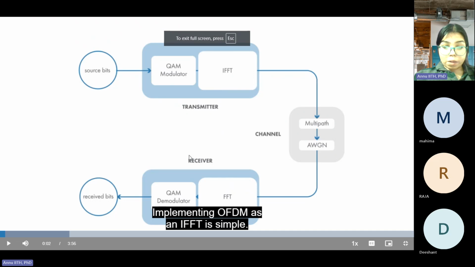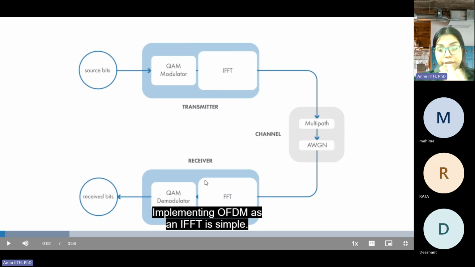Now, implementing OFDM as an IFT was very simple, and the channel we considered was multipath AWGN and a modulator. Here we don't have a raised cosine filter, but we will have that internal to the modulator. And IFT was the transmitter, and FFT was the receiver. Simple thing, where we saw a passband divided into multiple small subbands, where the symbols are transmitted over the subcarriers and they are summed together, and that summation looked like an IFT. That's why we use IFT.